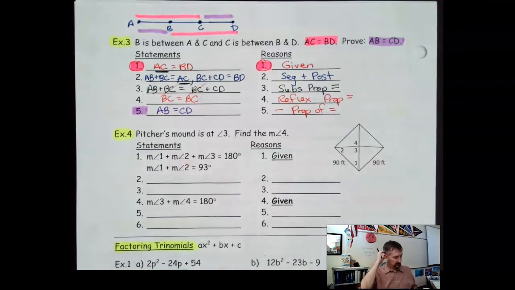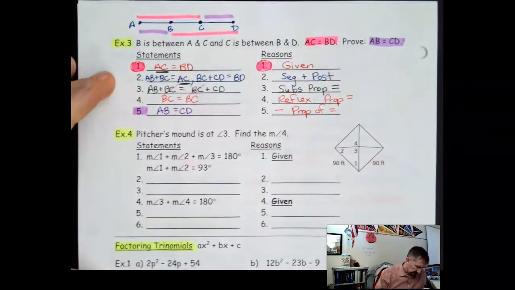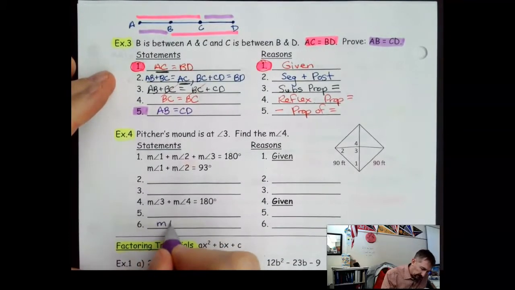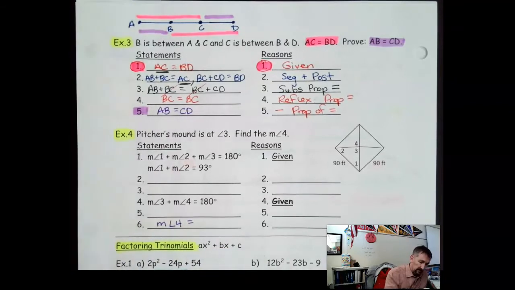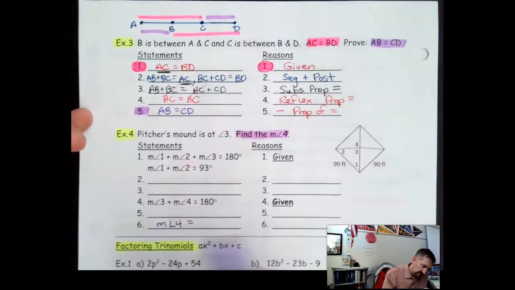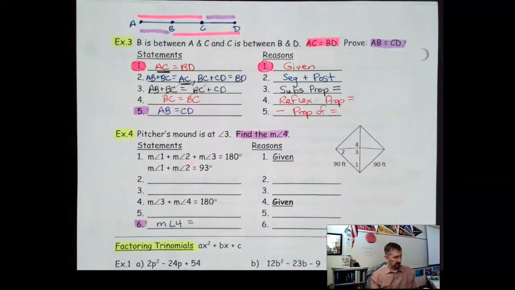Okay, so we know we're trying to find the measure of angle 4. So I can put that down here. Measure of angle 4 equals something. That's what we're trying to find, so that's going to be our last step. They already gave us a given.